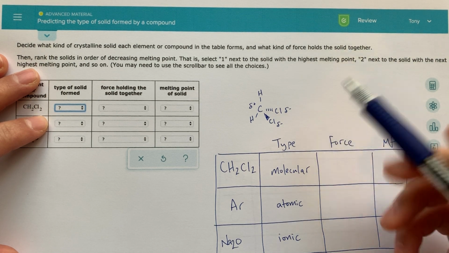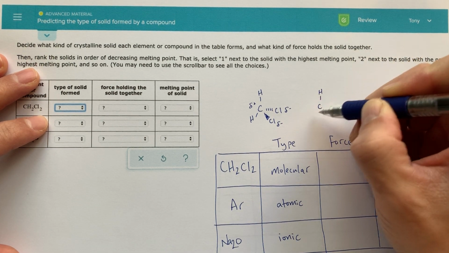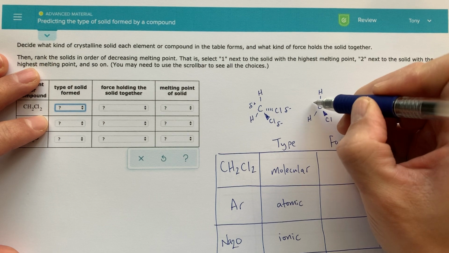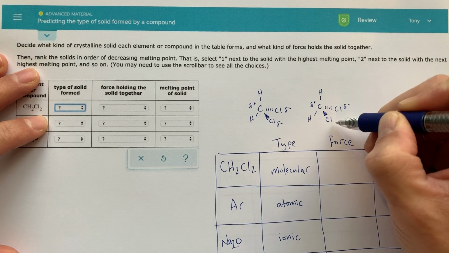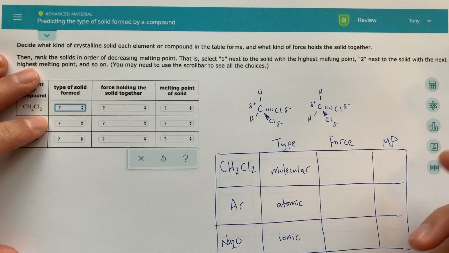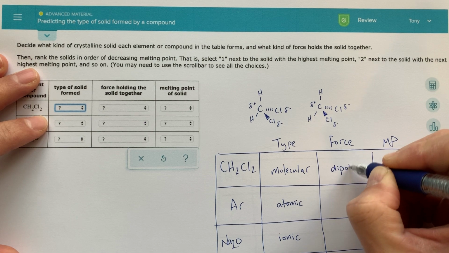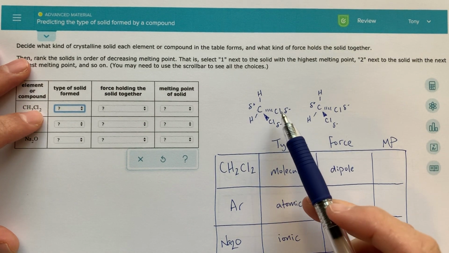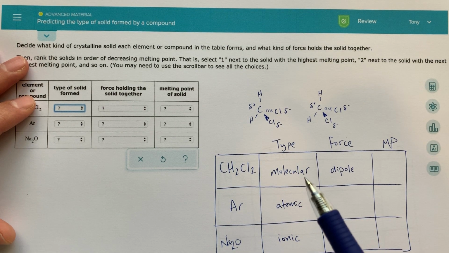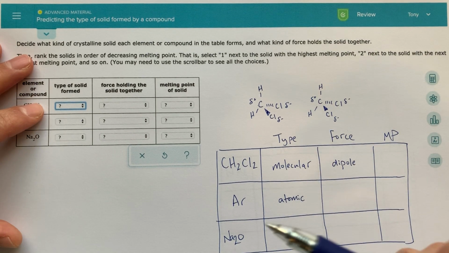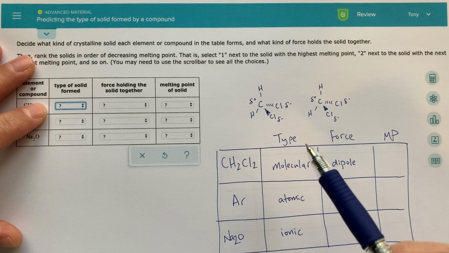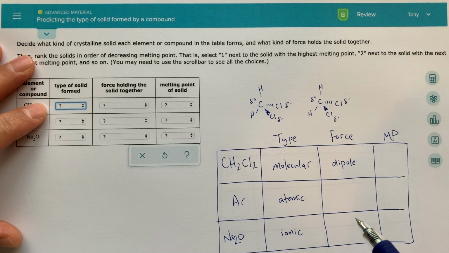And if I drew another one of these CH2Cl2s, we're going to have the same sort of setup where I've got a partial positive and a partial negative end. So these are going to be held together, again, by a dipole-dipole interaction. We've got a permanently polar molecule. So this is going to be a dipole force. Now, we do not have hydrogen bonding because chlorine is not that small and electronegative. So hydrogen bonding is only for oxygen, fluorine, and nitrogen. On the next example, we will see that. But because this is not a hydrogen bonding interaction, this is just a dipole-dipole interaction, that's what our force holding them together is.